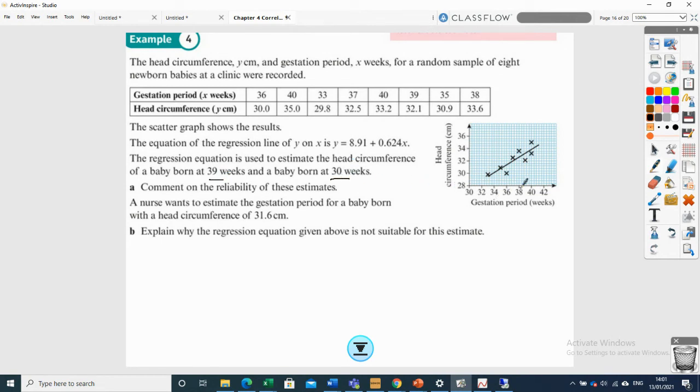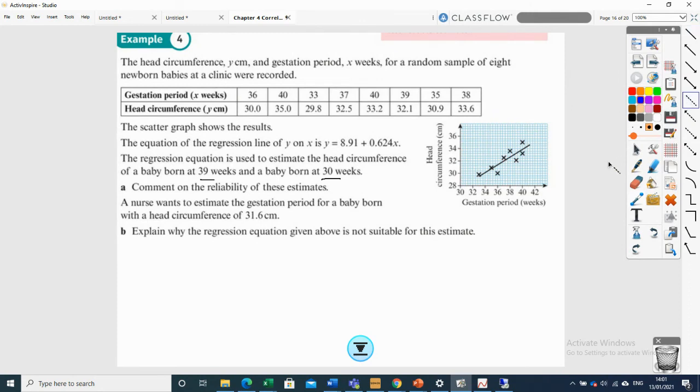Okay, so 39 weeks would be approximately here. So you could actually do it. You could go up there and across. So you get something just under 34. So that would be okay. That's called interpolation. Whereas 30 weeks is down here. It's outside the range of data. So that would be extrapolation.